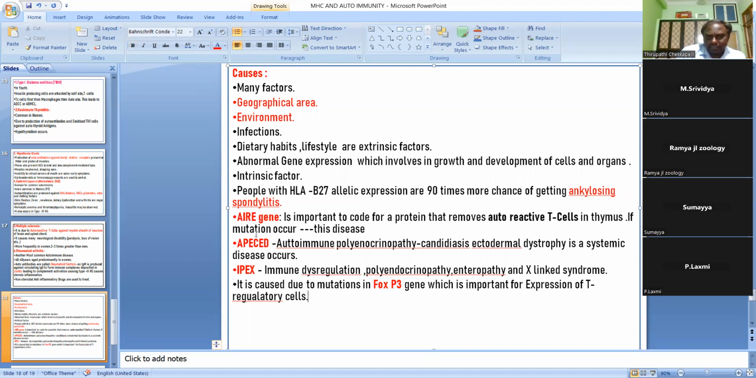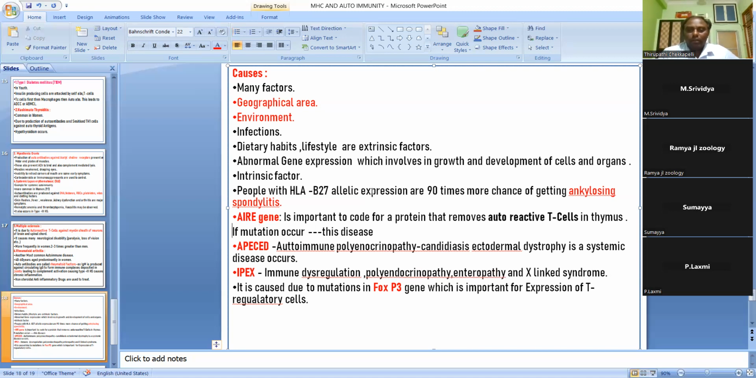The AIRE gene codes for a protein that removes autoreactive T cells, that is, the T cells that damage our own antigens. That protein, which removes autoreactive T cells in the thymus, is coded by the AIRE gene. If a mutation occurs in the AIRE gene, that leads to APECED, autoimmune polyendocrinopathy.